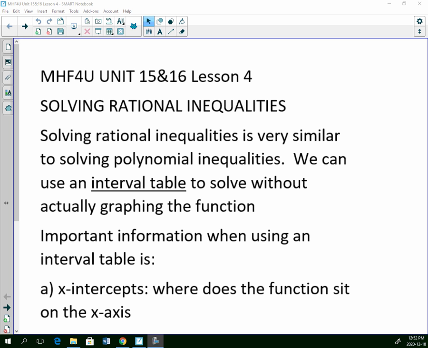Okay, the last part of Unit 1516 is solving inequalities, which is very similar to what we did in Unit 5, where we are going to make an interval table to solve it. So remember that when we are asked to solve an inequality, we are just asking where is the graph above the x-axis and where is the graph below the x-axis. So we can find that information just from a table. We don't even need to graph it.